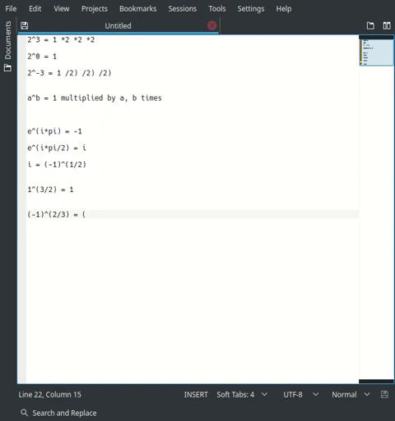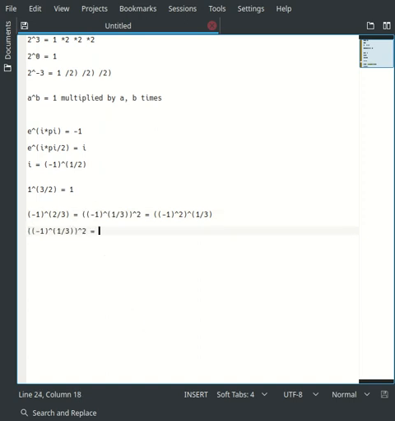So this could be -1 to the 1/3 squared, or it could be -1 squared and then the cube root of that. We could think of this either way. Okay, so let's take this one first, because I wrote it first.